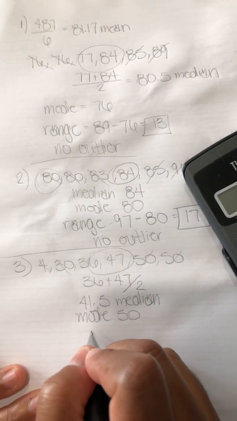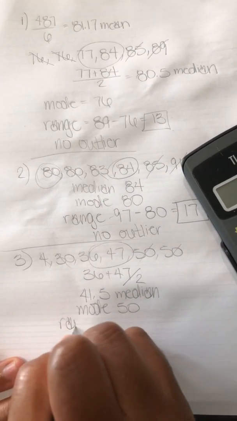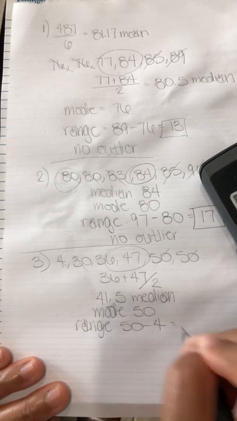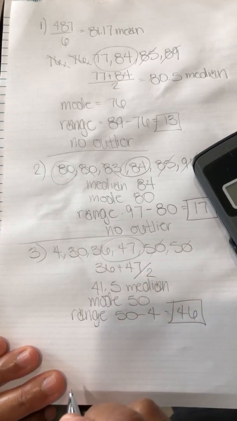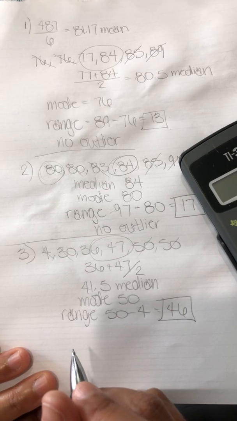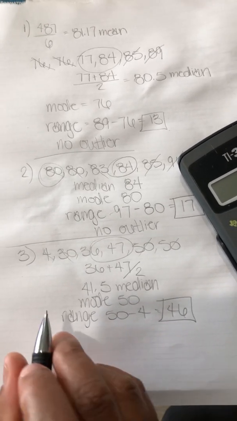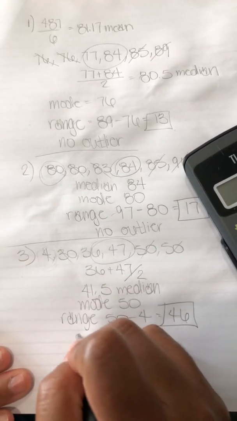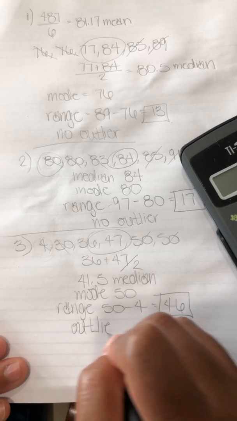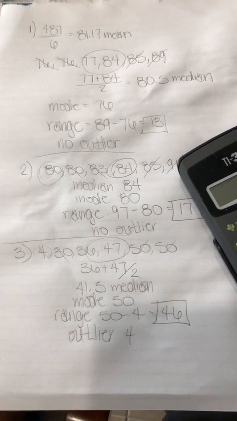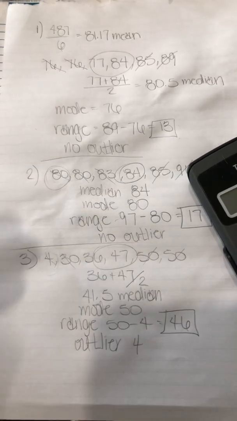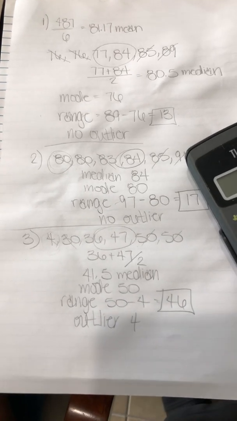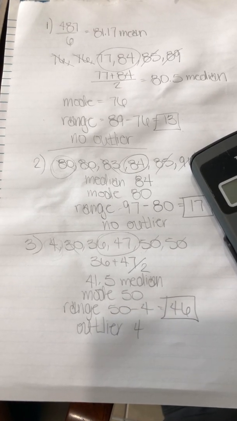And then my range is going to be 50 minus 4. And then, what am I missing? My outlier. This time, I do have an outlier. That outlier is 4. That's because of the fact that that is much smaller than what I have. So if I were to take out that 4, what do you think would happen to my data set? Would it get bigger or would it get smaller? That's right, it's gonna get bigger.